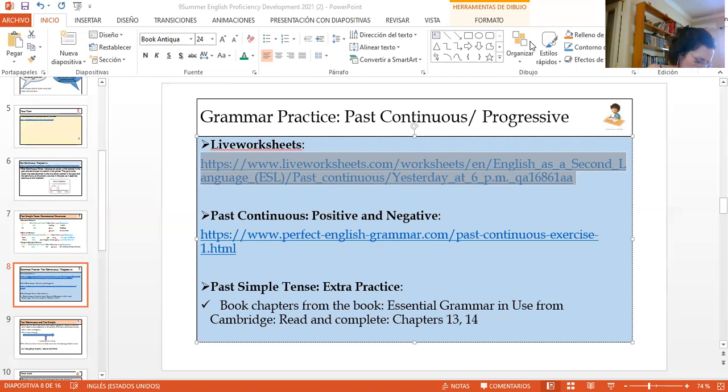Jane. The third person, la tercera persona, was. So Jane was sending a text message to her cousin. Judy and Kim is a plural.